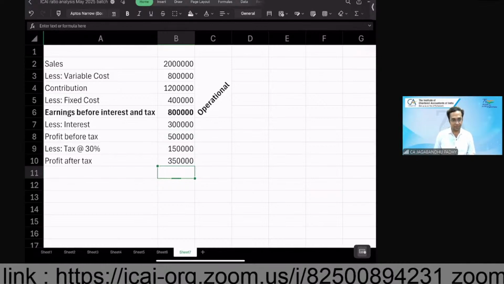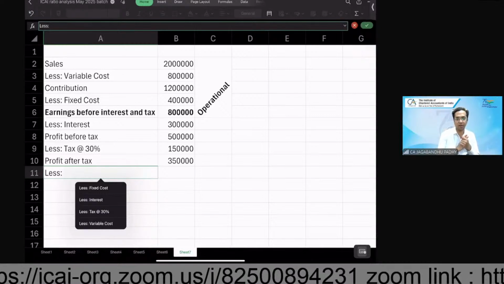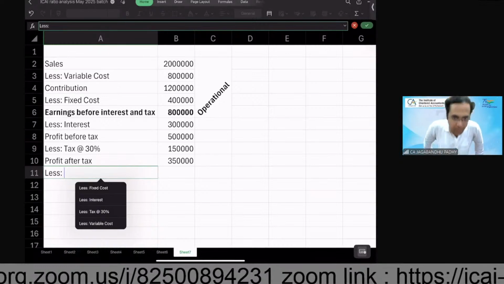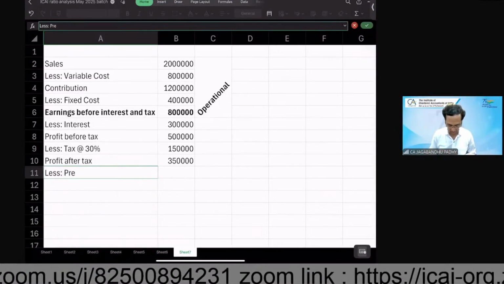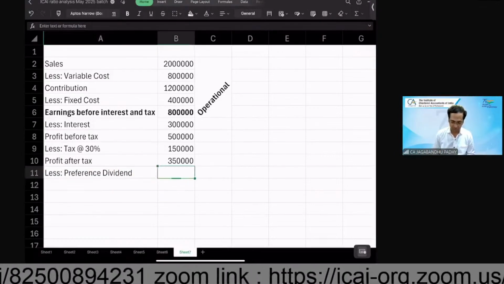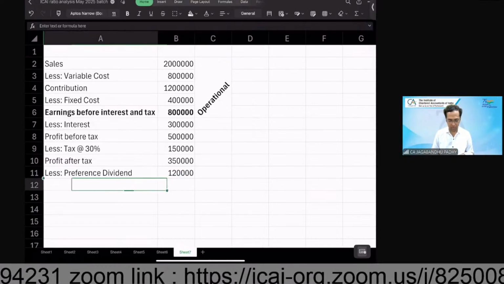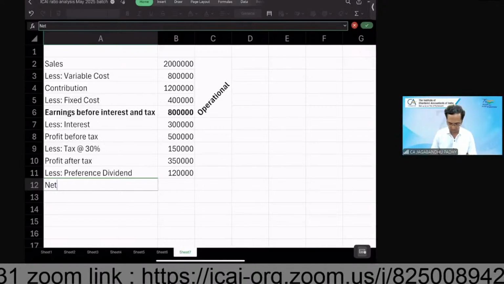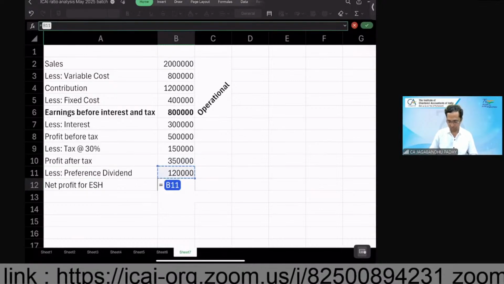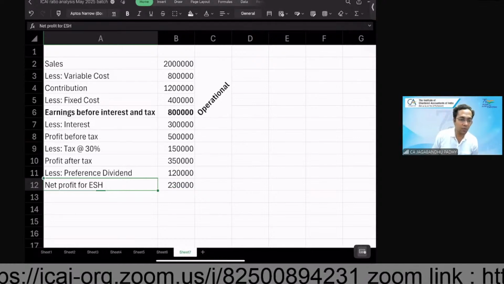Still, this is not your final figure. We are further going to subtract something from this. Can anyone tell me what we are going to subtract from profit after tax? Yeah, preference dividend. Perfect. So preference dividend will be subtracted. Suppose we are paying a preference dividend to the tune of 1,20,000. So what is left over is net profit for equity shareholders. So 3,50,000 minus 1,20,000 is what is left out for the equity shareholders.